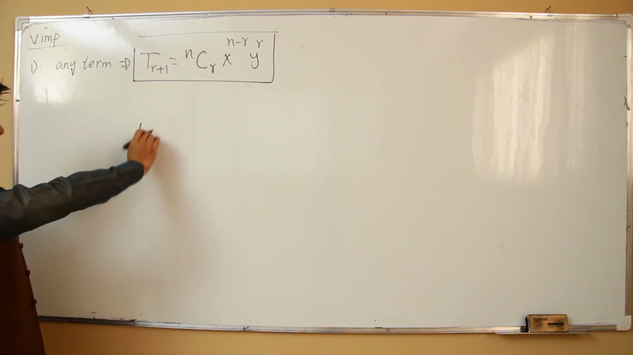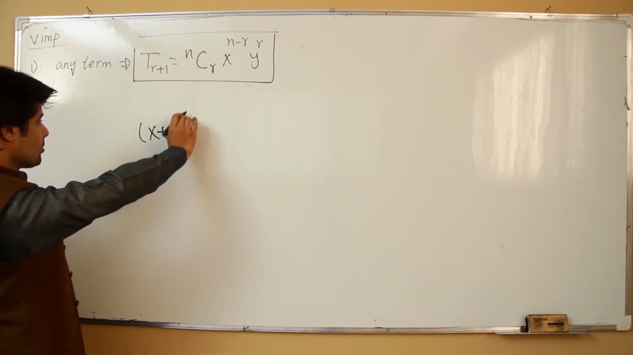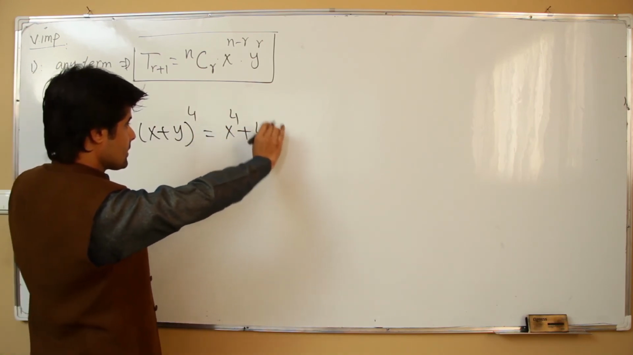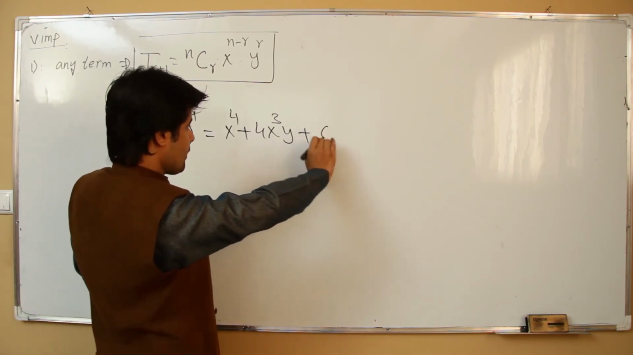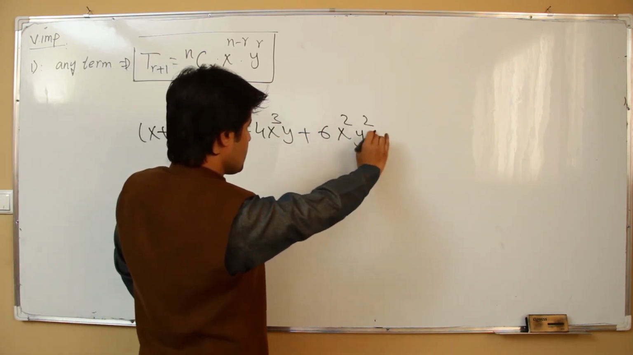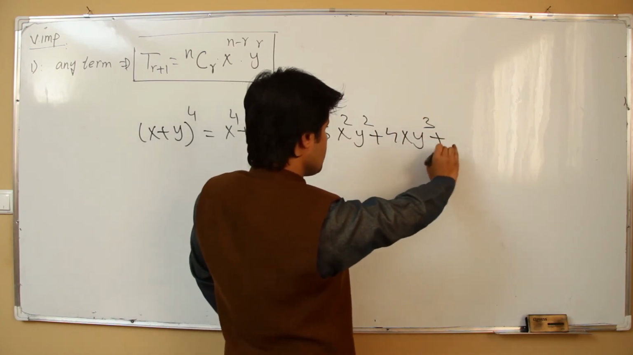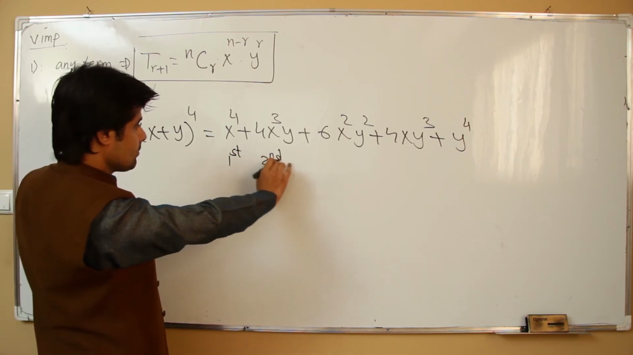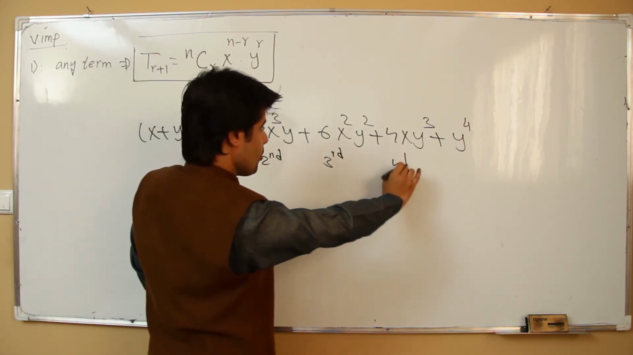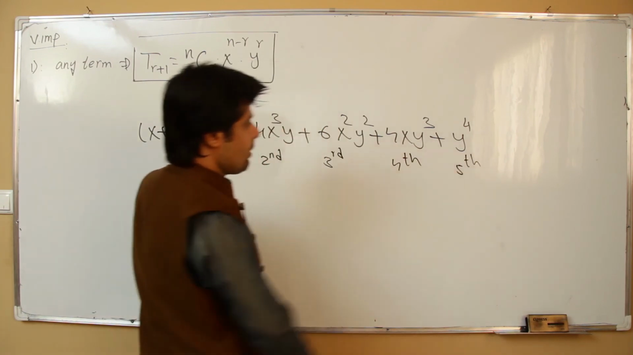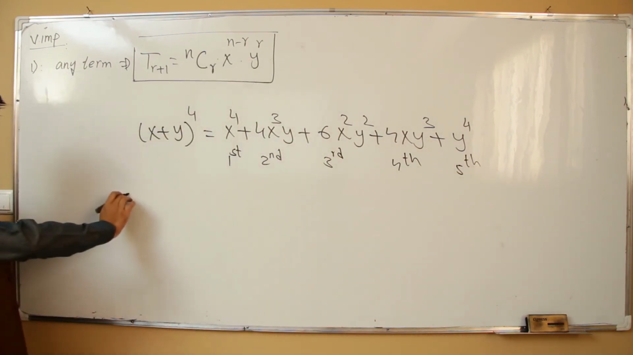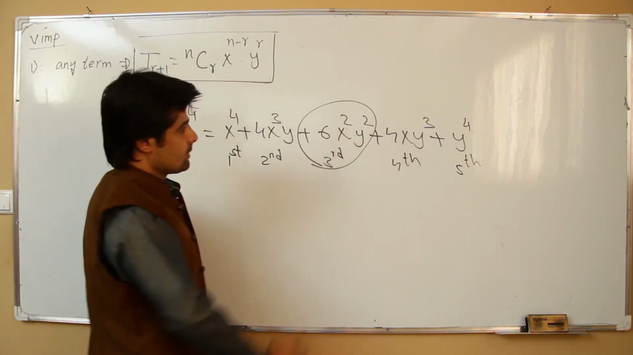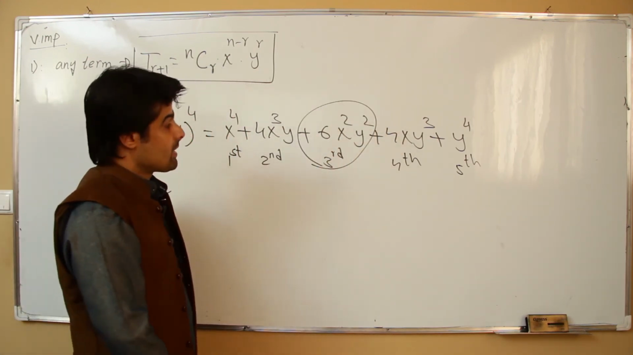For example, if we have x plus y raised to the power 4, now it is x to the power 4, plus 4x cubed y, and you have 6x squared y squared, plus 4xy cubed plus y to the power 4. This is the first term, this is the second term, this is the third, this is the fourth, and this is the fifth. If I want to say what is the third term, you say that it is 6x squared y squared.